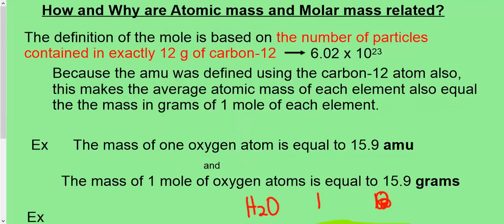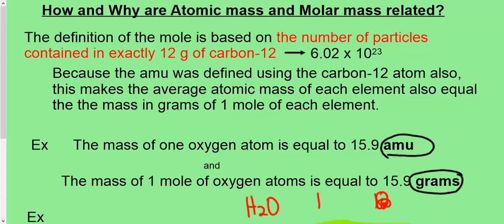Now, how and why are atomic mass and molar mass related? They are numerically the same. You find the molar mass and the atomic mass exactly the same way. You get it from the periodic table. What is the difference? The unit. The mass of one oxygen atom is 15.9 atomic mass units. The mass of 1 mole of oxygen atoms is equal to 15.9 grams. So it's all in what you call it.